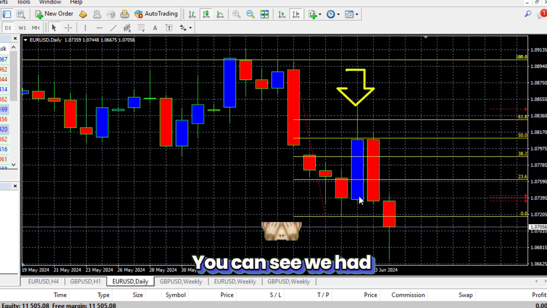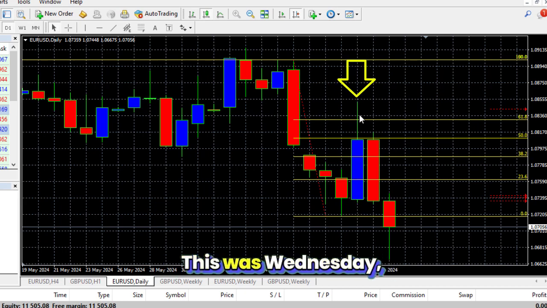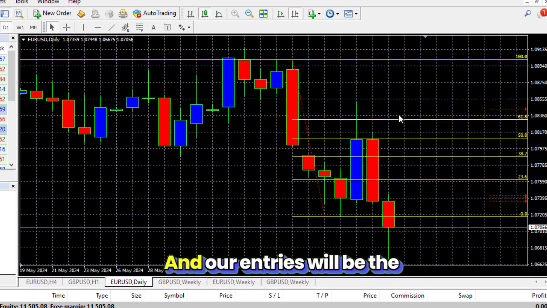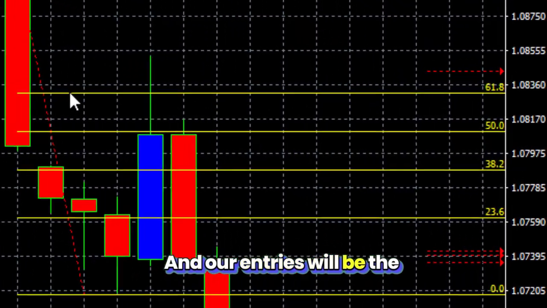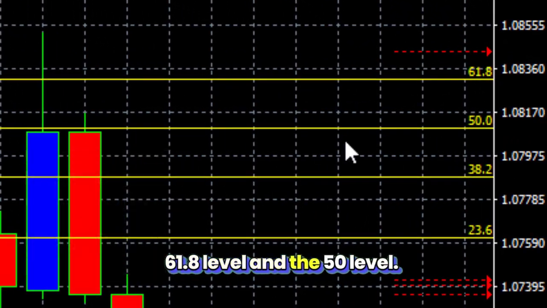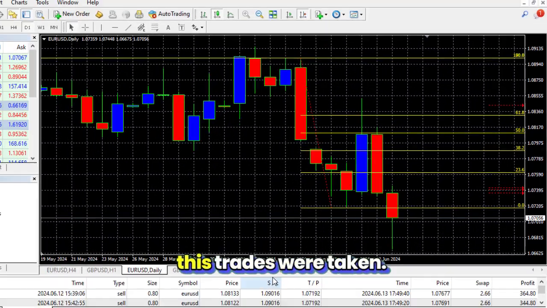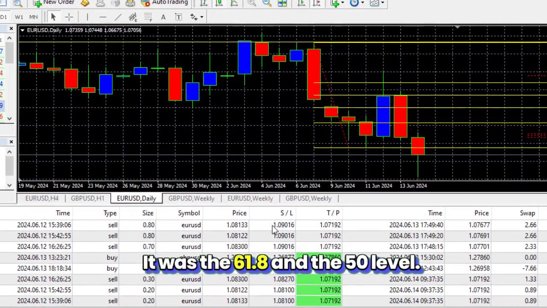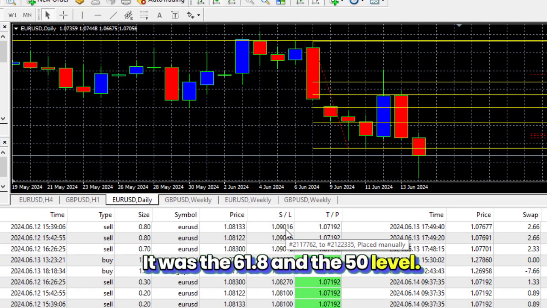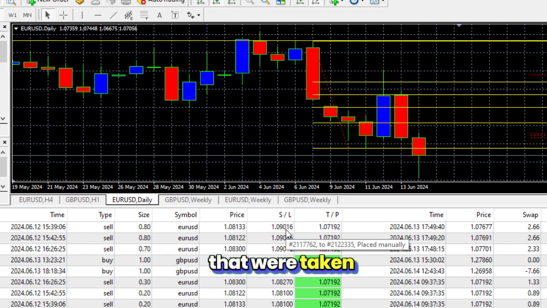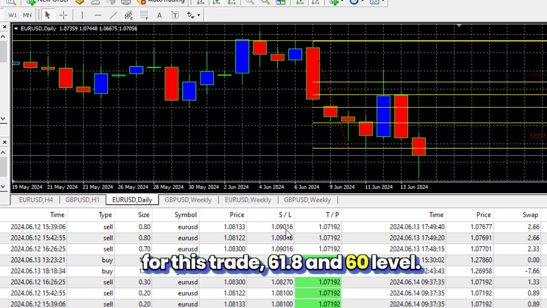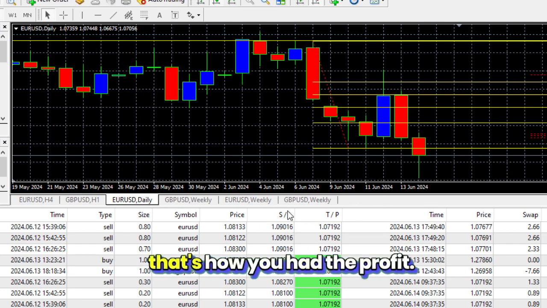You can see we had a pullback on Wednesday. This was Wednesday, this daily chart. And our entries will be the 61.8 level and the 50 level. That was where these trades were taken. It was the 61.8 and the 50 level. Those were the two levels that were taken for this trade. So as it began to sell, that's how you had the profit.